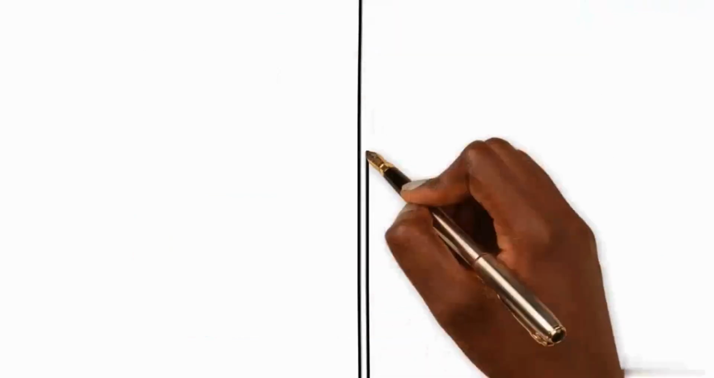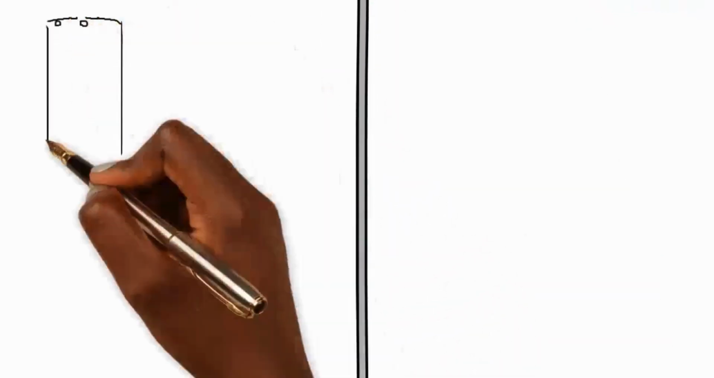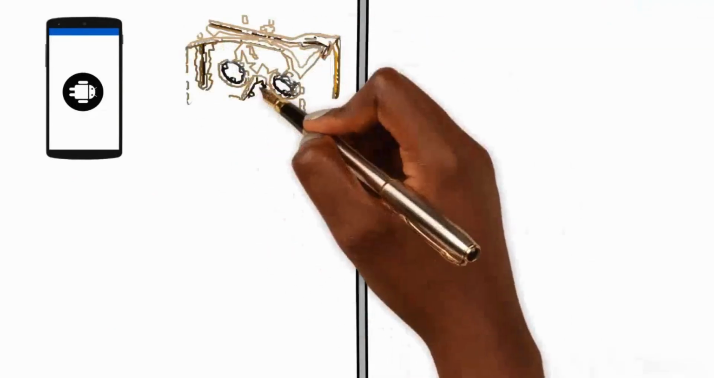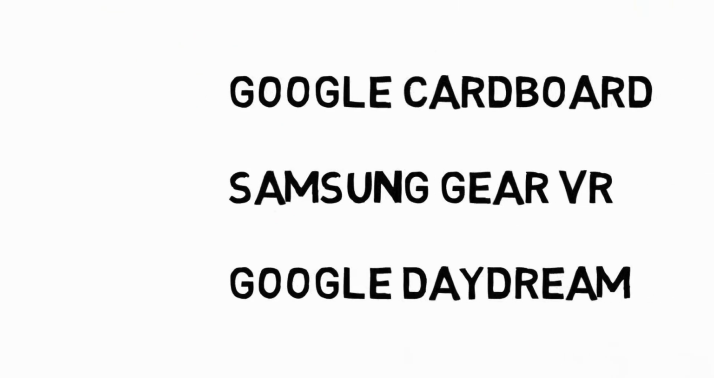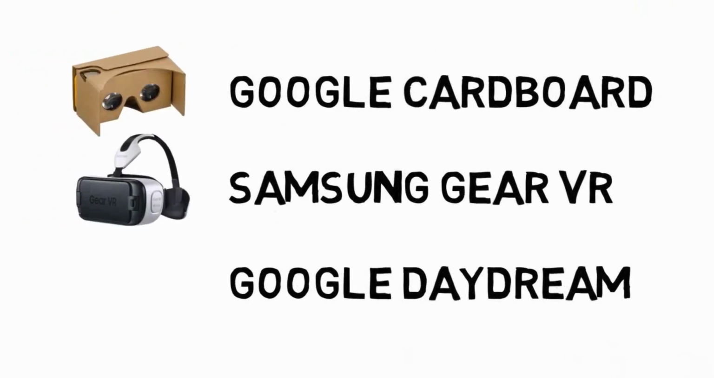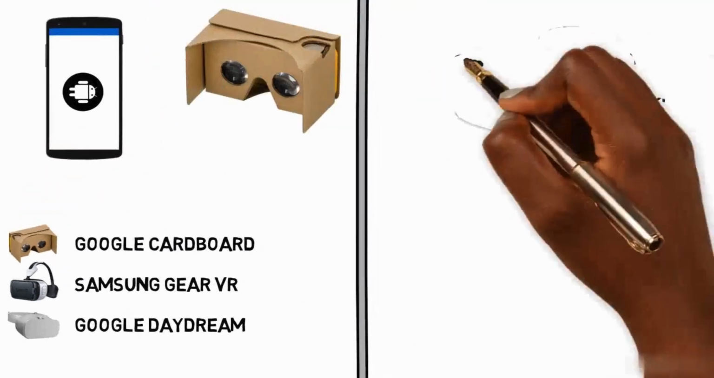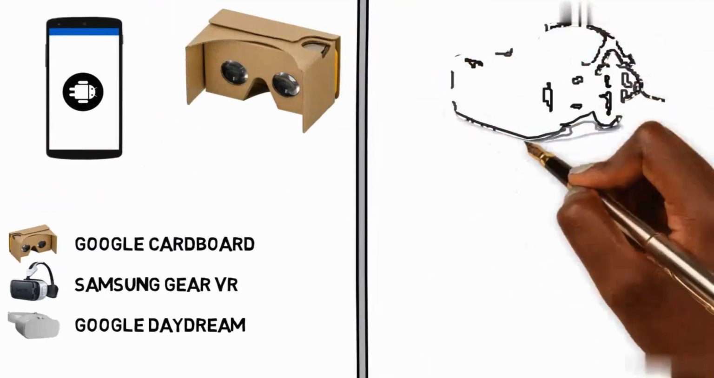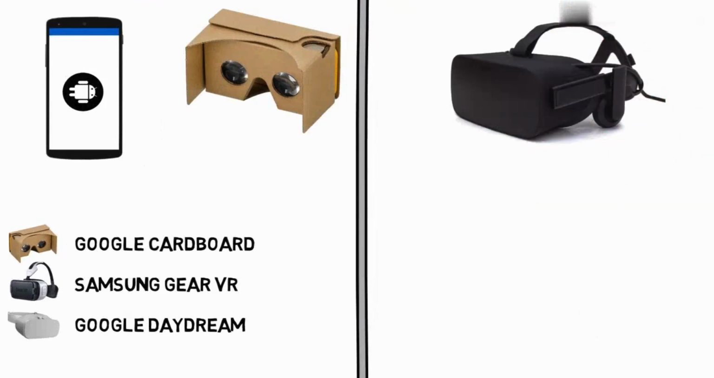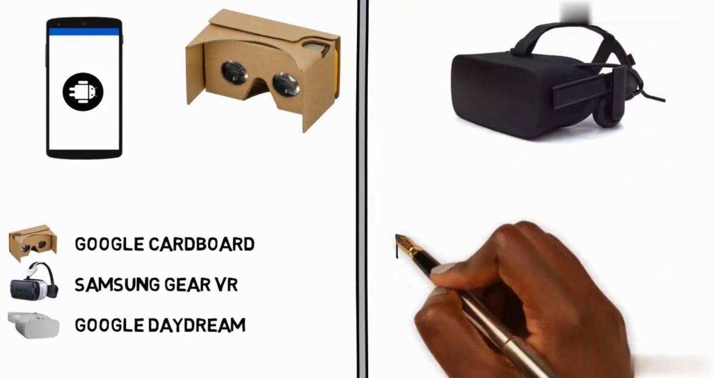There are two types of virtual headsets using which a user can experience virtual reality. In the first type of VR headset, you have to put your smartphone inside a cardboard or a plastic casing. For example, the Google Cardboard, Samsung Gear VR or the Google Daydream. In the second type of VR headset, the user does not need a smartphone as all the necessary components are built inside this VR headset.